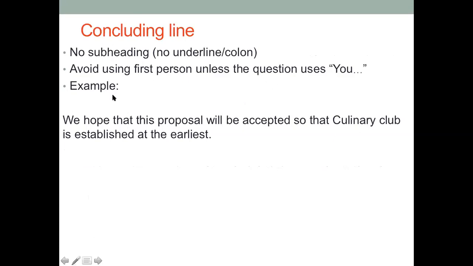So always write as we, because it's not one person who can come up with a plan and seek permission. It has to be a group of people. Unless and until the question says that you are planning to conduct so and so activity, then it's fine if you write I, but otherwise you will always use we. So your sample concluding line could be, we hope that this proposal will be accepted so the culinary club is established at the earliest.